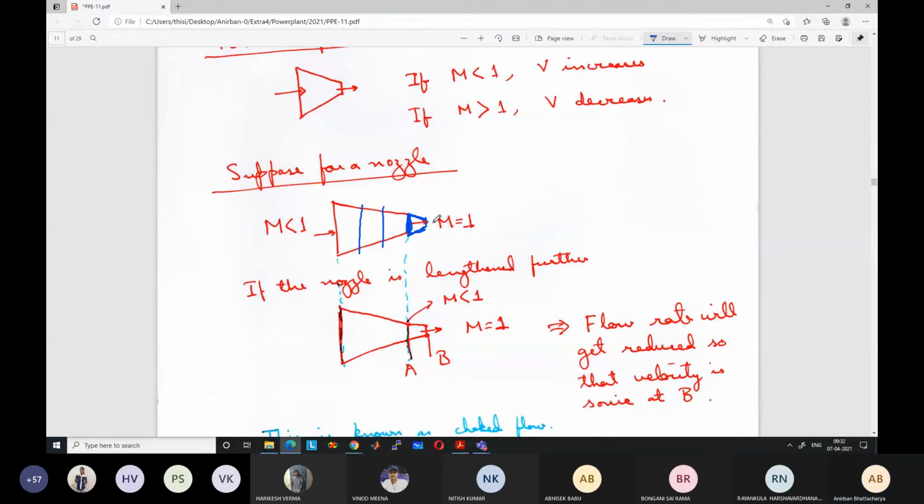But what will happen here? Already Mach number was equal to 1. So for the flow velocity to increase, it will go to a Mach number greater than 1. So the subsonic nature of the flow will not remain here. It means that our assumption that the flow velocity will increase in the converging section cannot hold here, because it is supersonic.